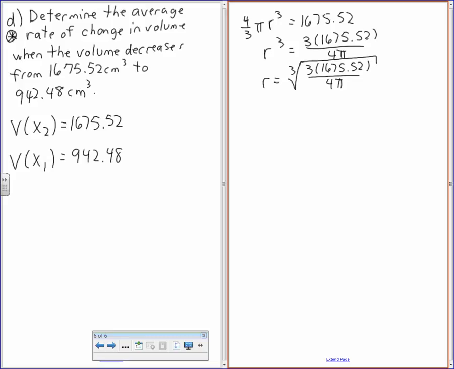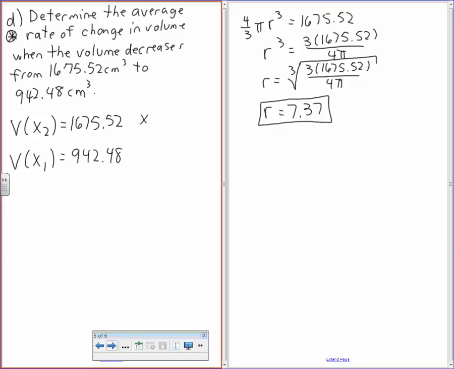Alana, what did you get for an answer, please? 7.37. Okay, so basically what I found here, that went with this one. So therefore x2 equals 7.37. Right, so you see what we did? We just solved backwards. That's all we did there. Right. Brian, are you okay with this?